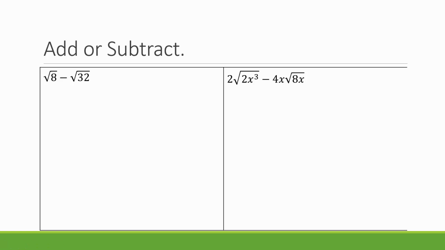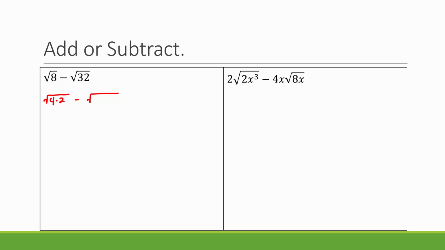Okay, so let's look at this first example here. We have the square root of 8 minus the square root of 32. Now, in this problem, we want to simplify the square root of 8. You can either use a factor tree or rewrite this by using the biggest perfect square that will go into 8, which is 4. So I can write that as 4 times 2.